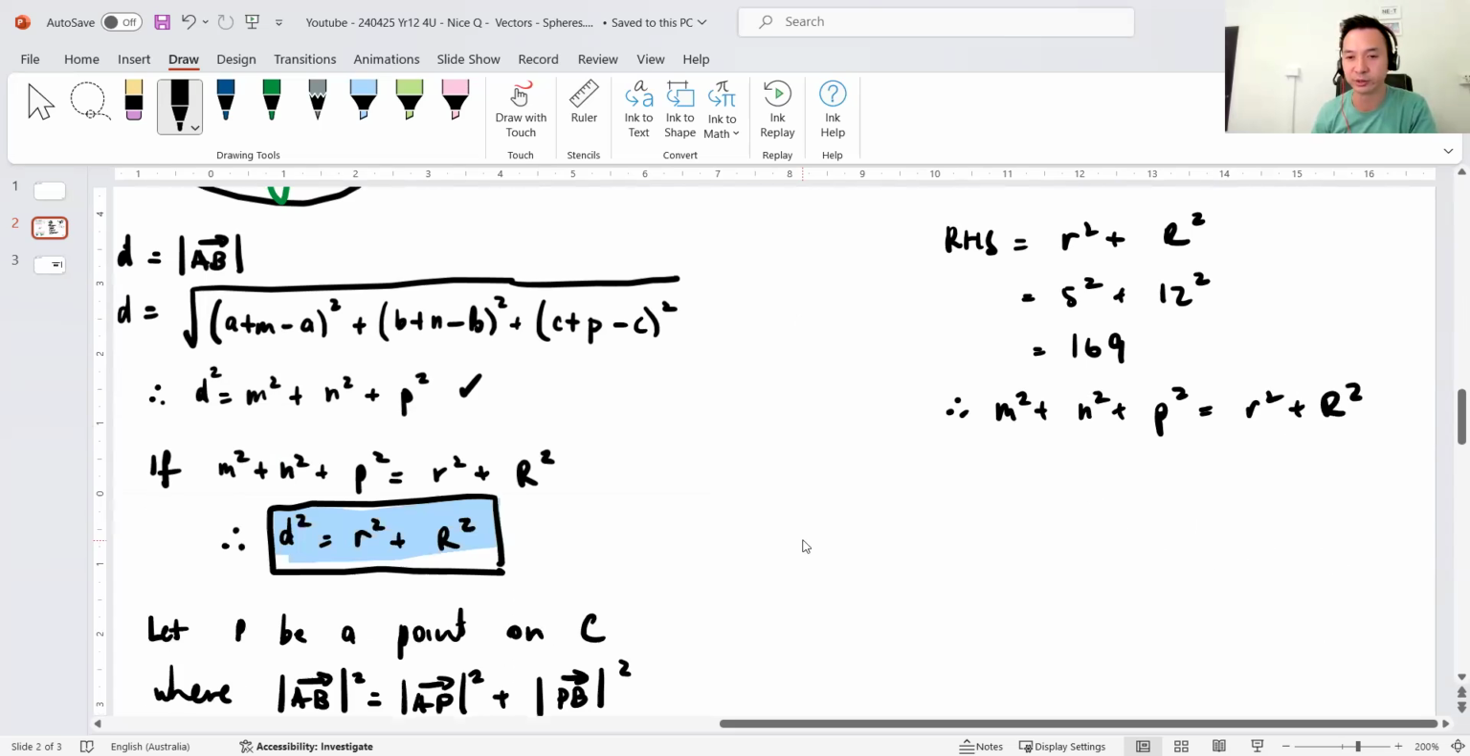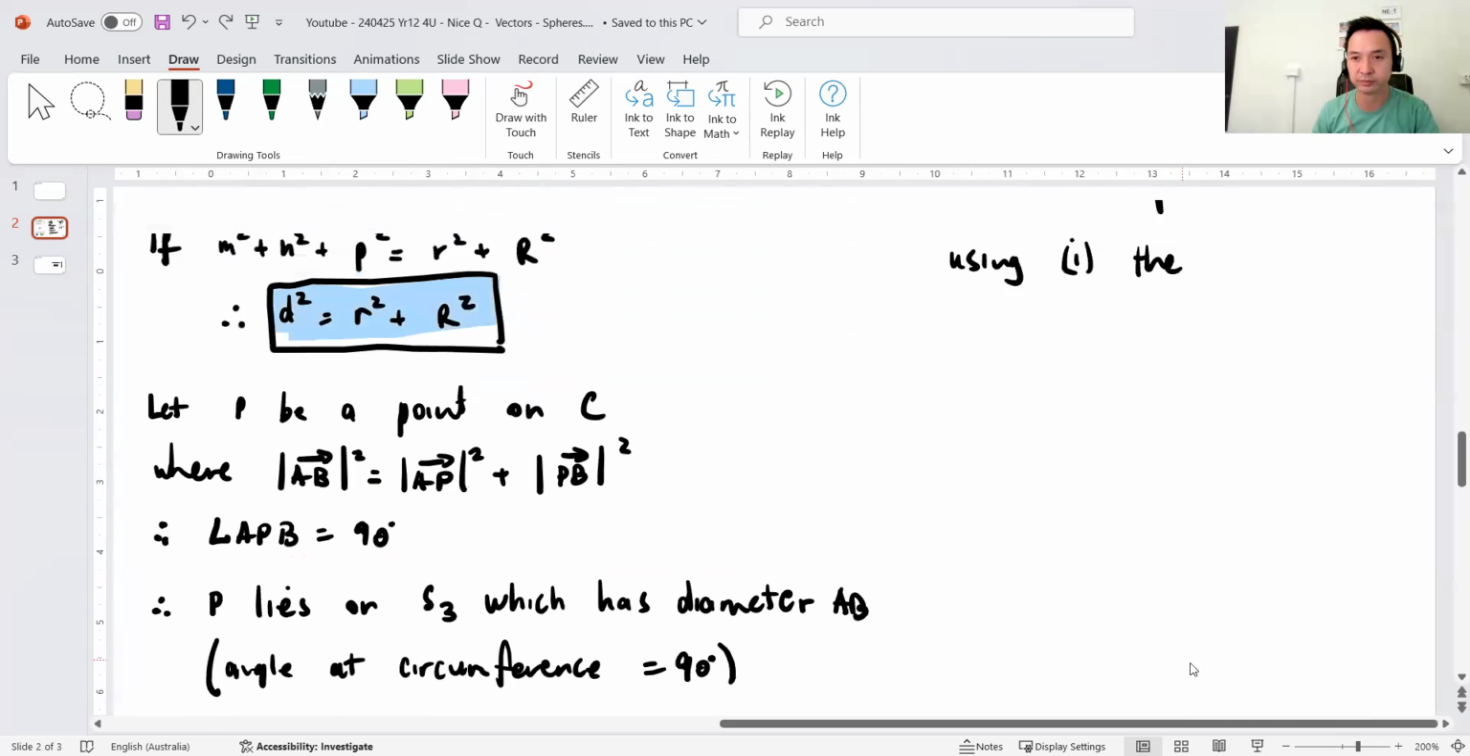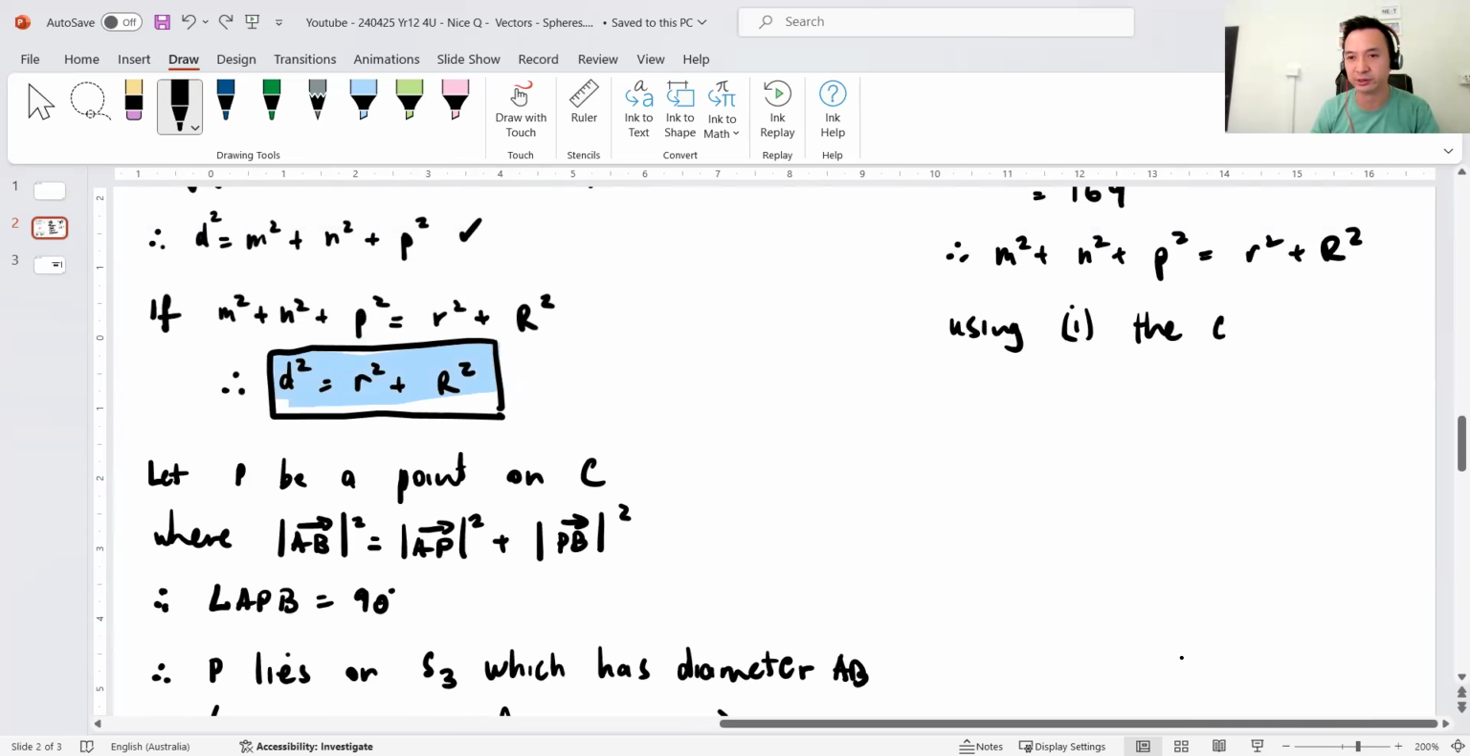And then all you got to say is using part one, right? Now let me see what the question is saying. The intersection, the circle, you can say the circle of intersection lies on a third sphere.